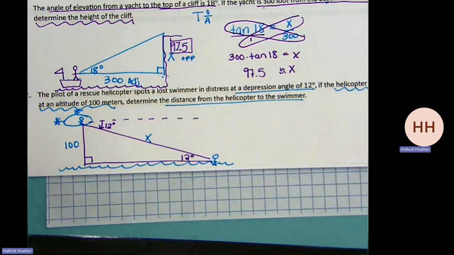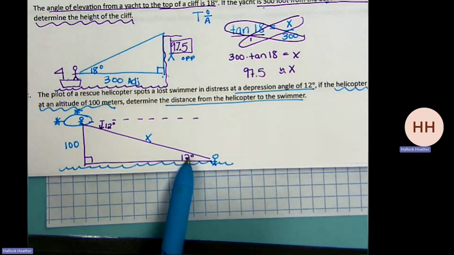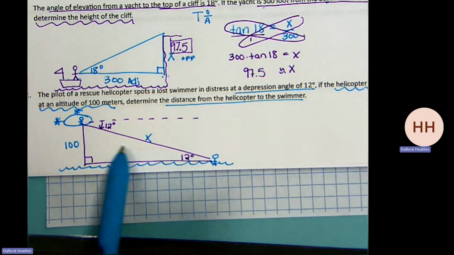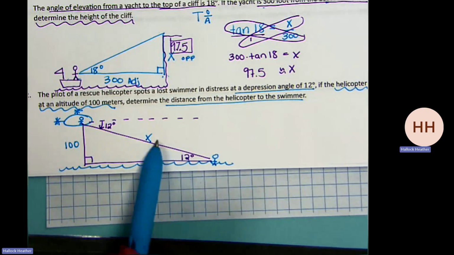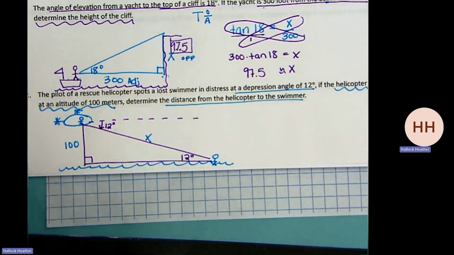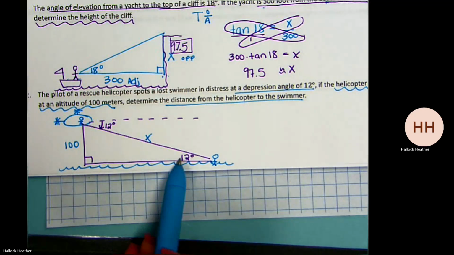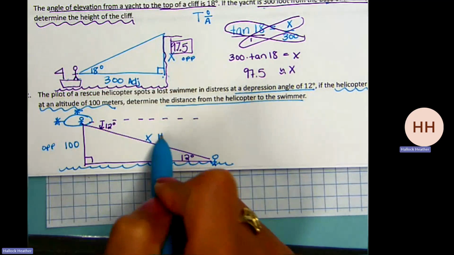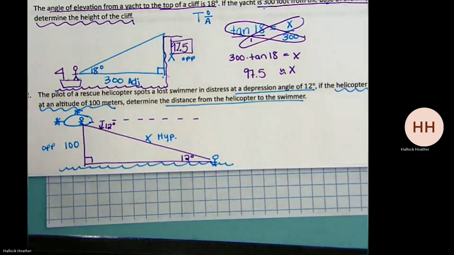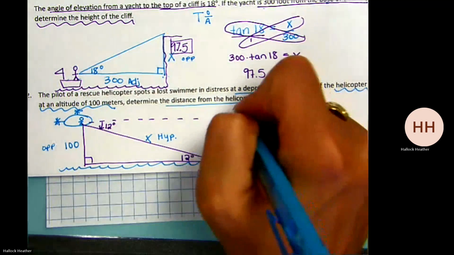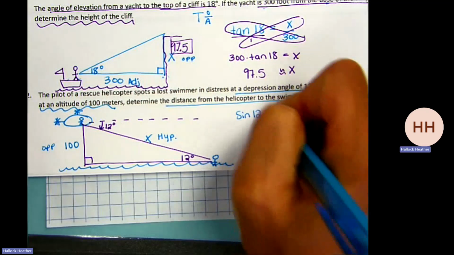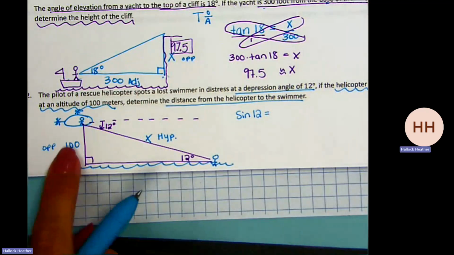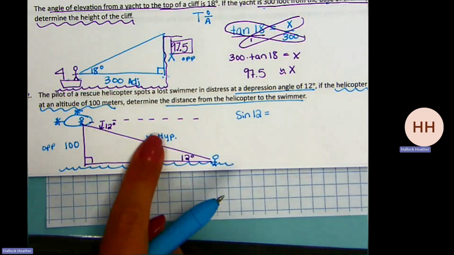And once again, I still have my right triangle. From the 12 degrees inside the triangle, I have the opposite and I have the hypotenuse. So is that sine, cosine, or tangent that I have to use? If I have the opposite and the hypotenuse, sine. I'm going to say sine of 12, and then it's opposite, so it's 100 over the hypotenuse, which is x.